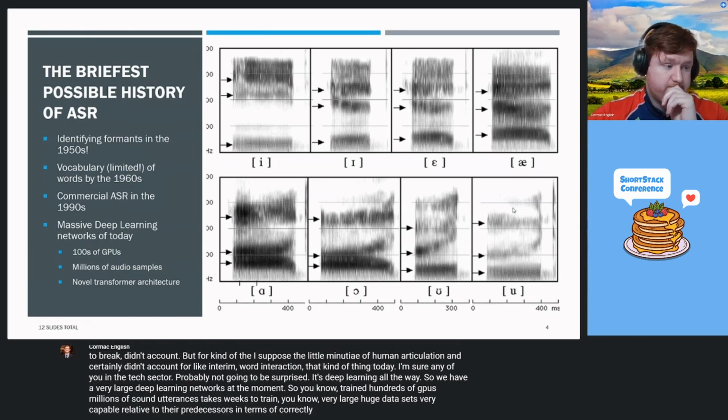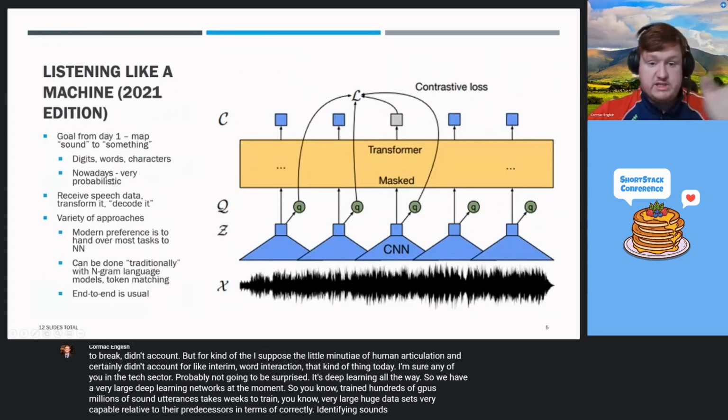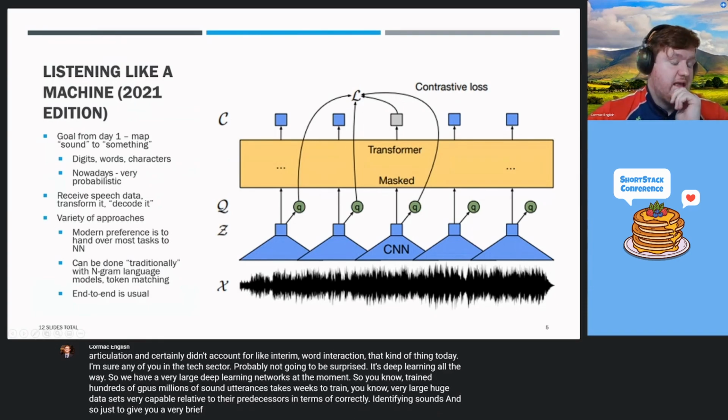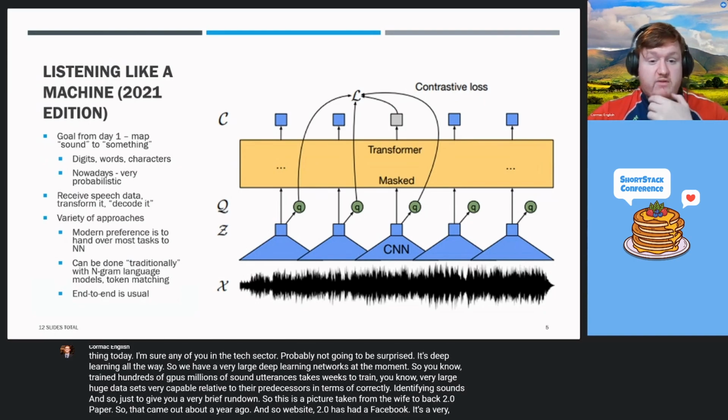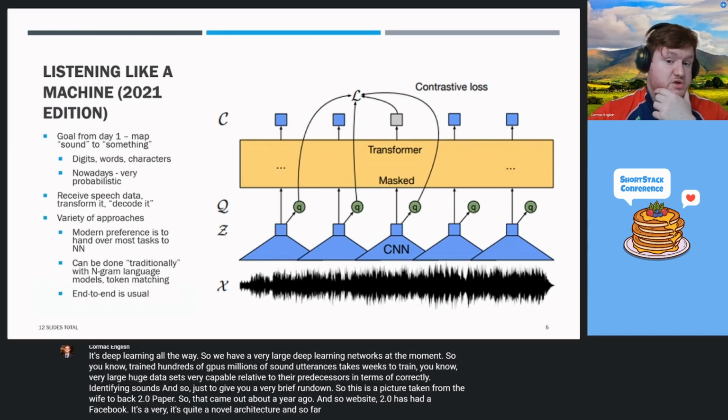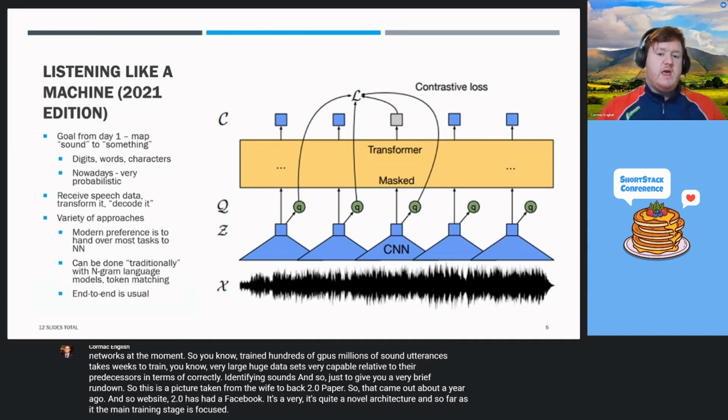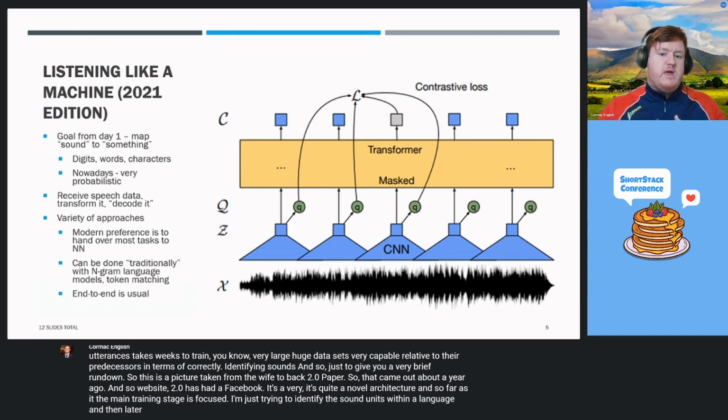They're very capable relative to their predecessors in terms of correctly identifying sounds. To give you a brief rundown, this is a picture taken from the WAV2Vec 2.0 paper, which came out about a year ago. WAV2Vec 2.0 is out of Facebook. It's quite a novel architecture insofar as the main training stage is focused on just trying to identify the sound units within a language, and then later learning to map them back to characters.